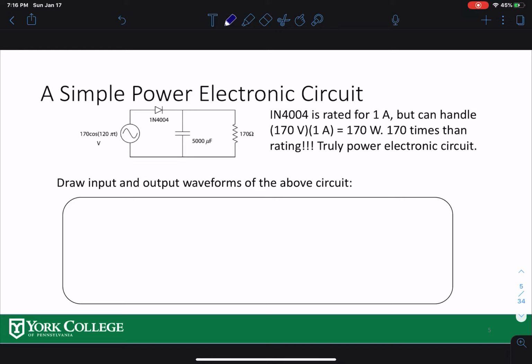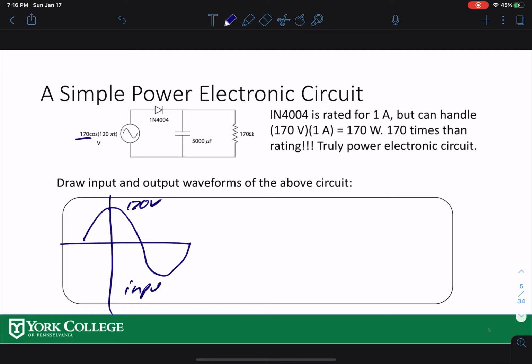If you look at this circuit over here, you did ECE410, you know how to do this one. It's a basic circuit for a diode. The input is 120 volts, 170 peak. So let's do a cosine wave here. This is 170 volts, that is your input. The output after the diode can only conduct one way.